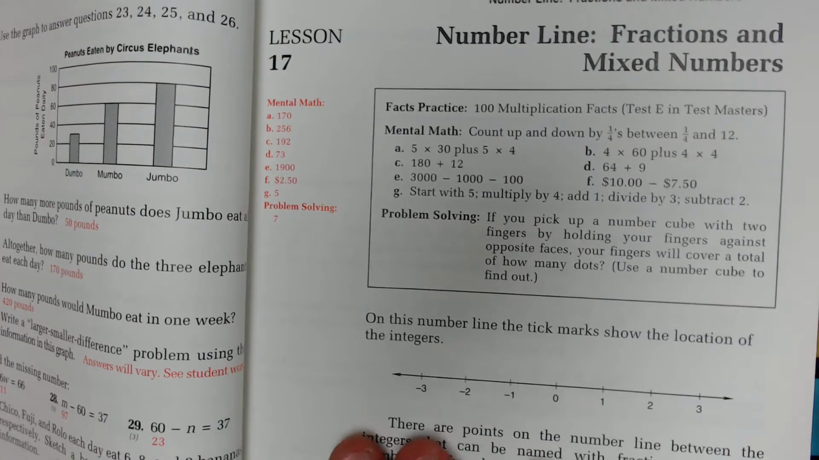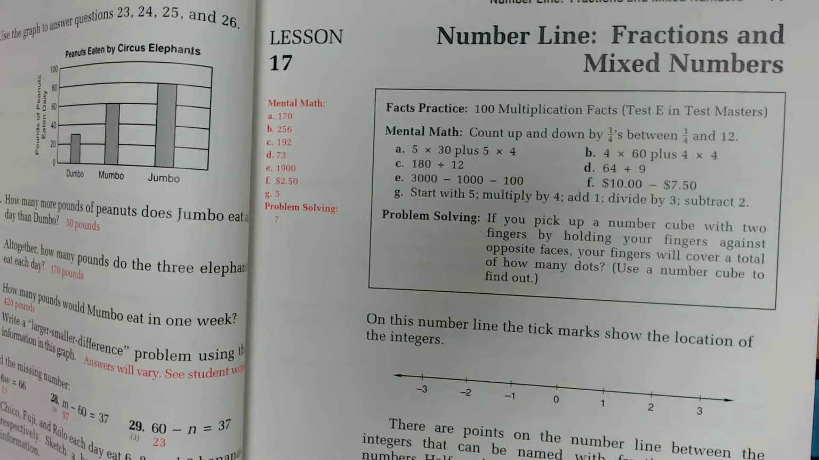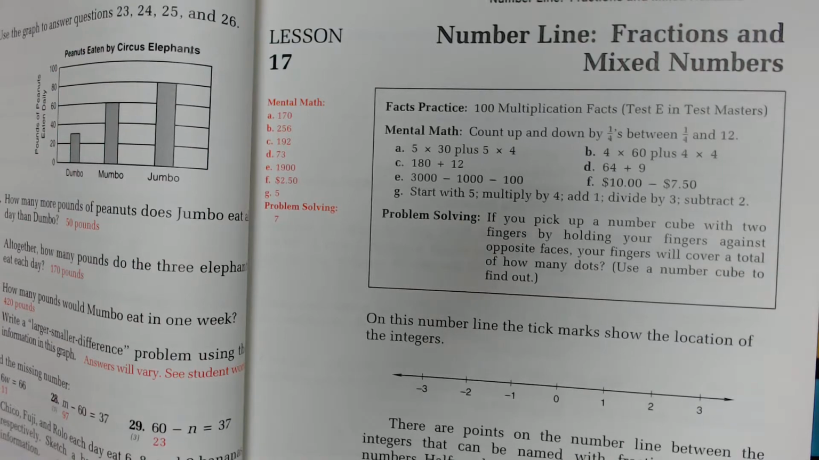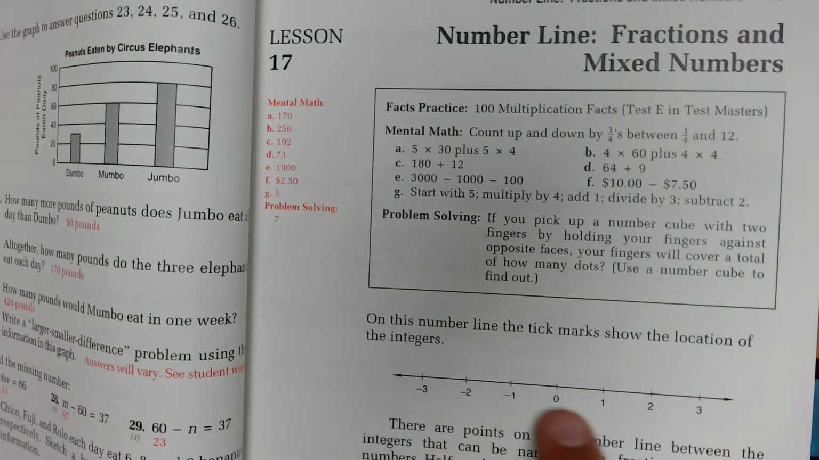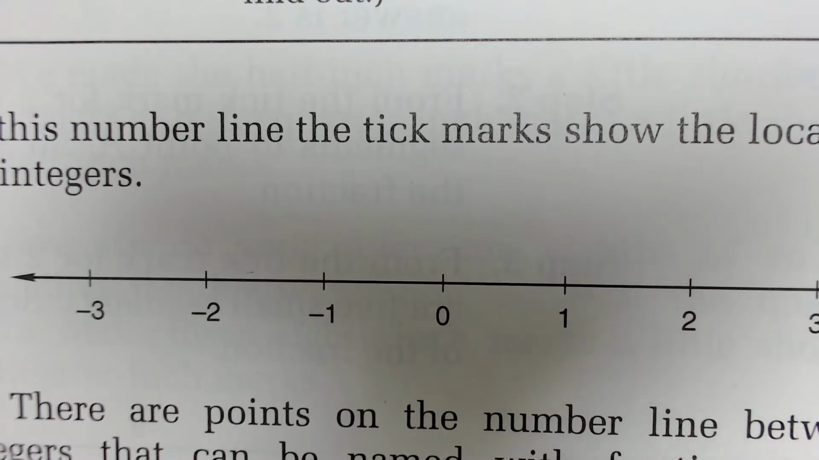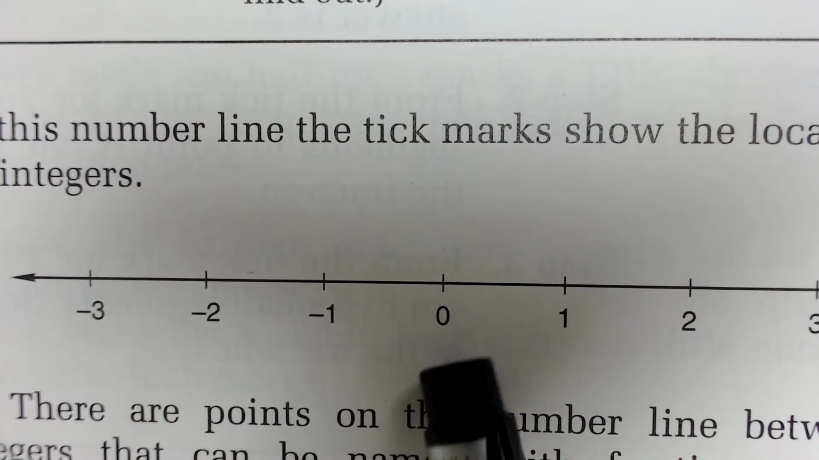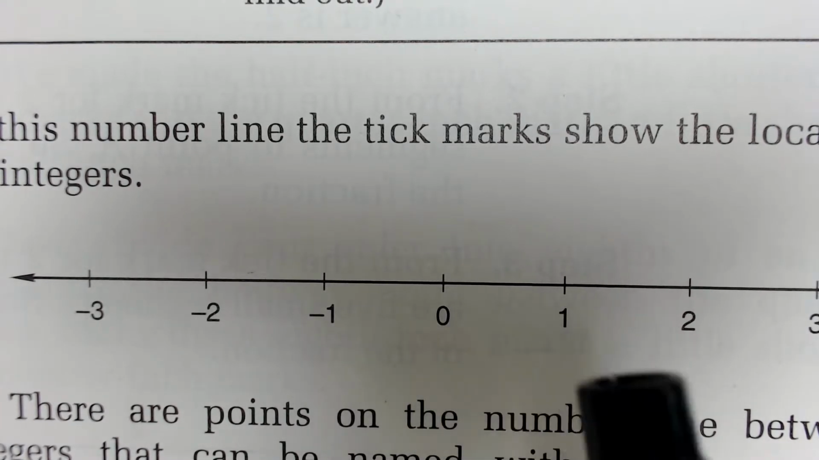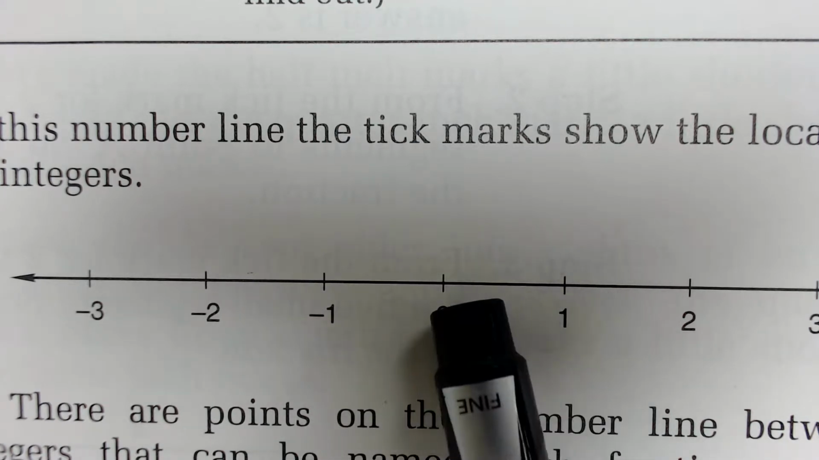What we're going to be talking about in number line fractions is that the number line, as I've said in the past, actually contains all real numbers. So every single number can be represented on this number line. What that means is that in this space in between 0 and 1, we can put every single number that's less than 1 but bigger than 0.